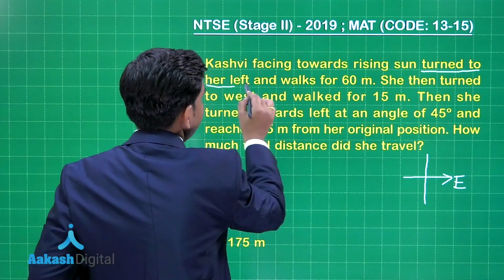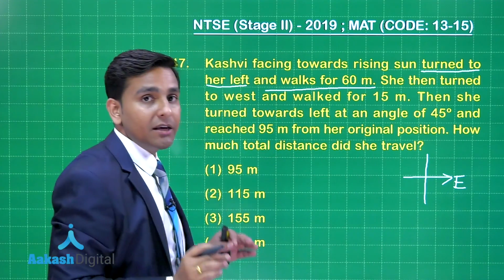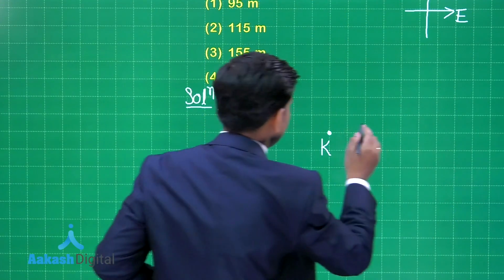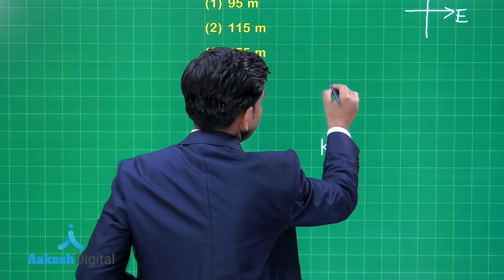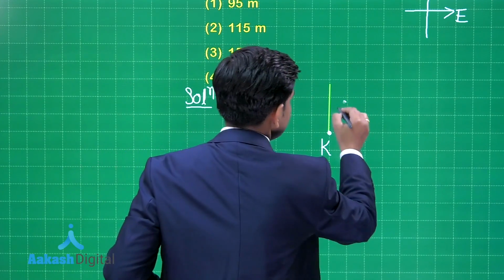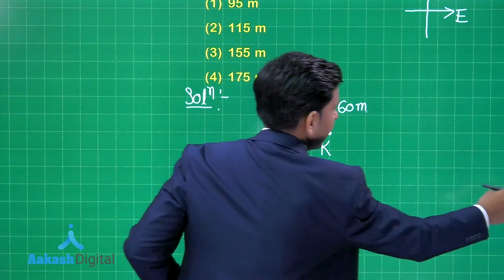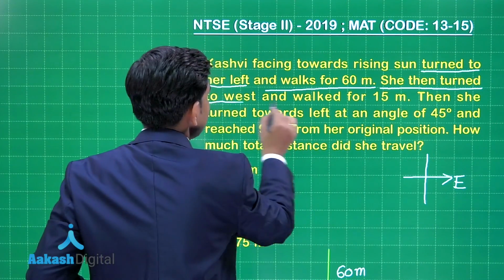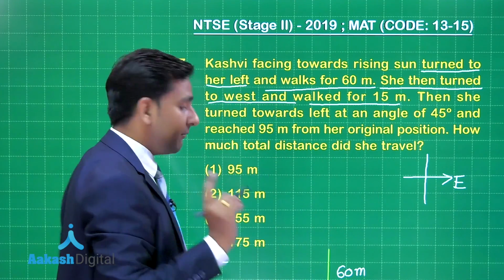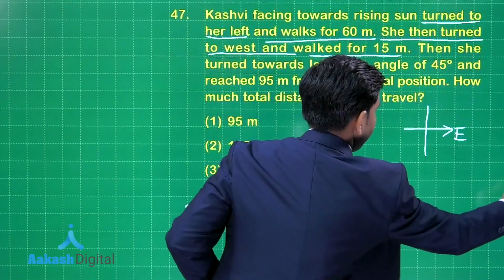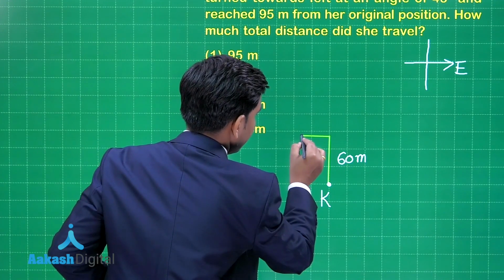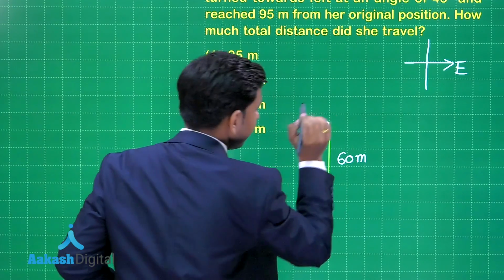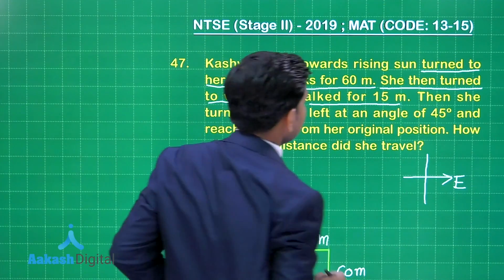She turns to her left and walks for 60 meter. So you can further write, then she turned to left and walked for 60 meter. So this distance is 60 meter. Now move to the next statement. She turned to west and walked for 15 meter. So further we can draw like this. So this distance is 15 meter. Now moving to the next statement.